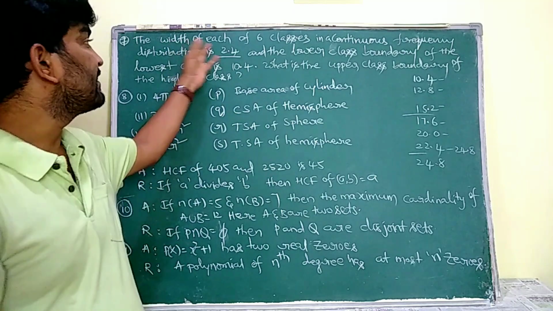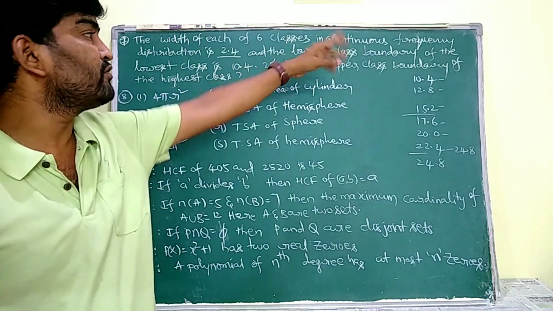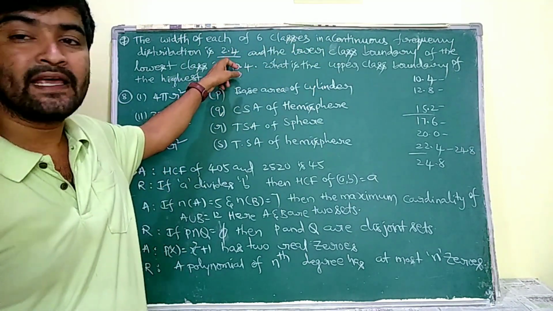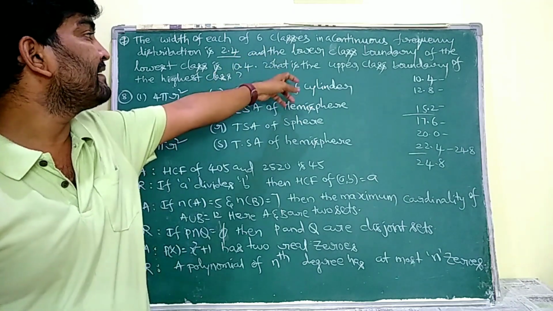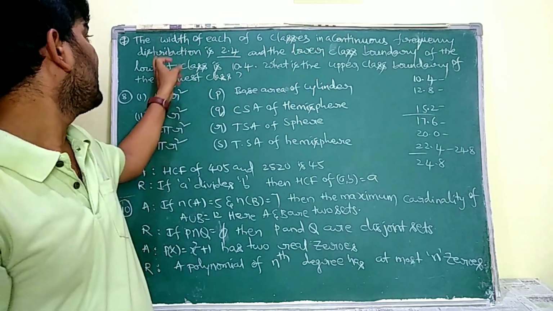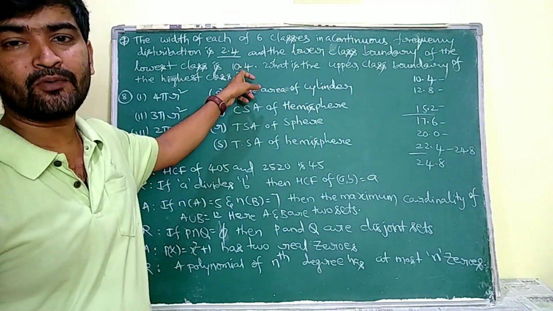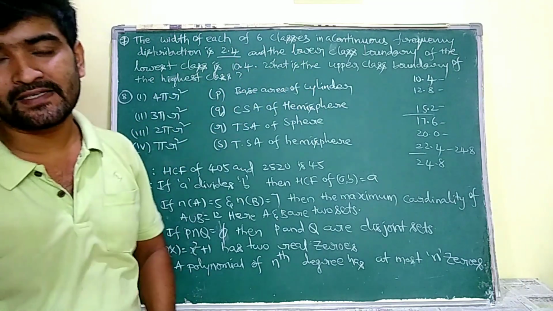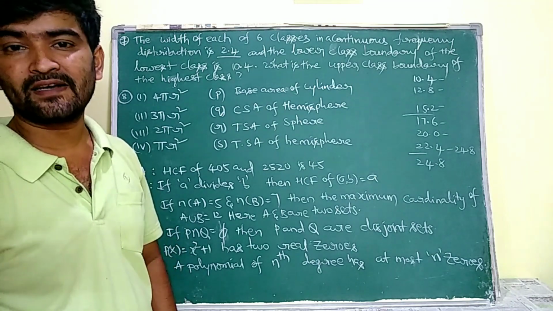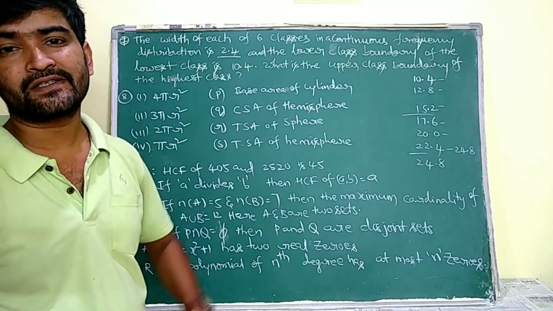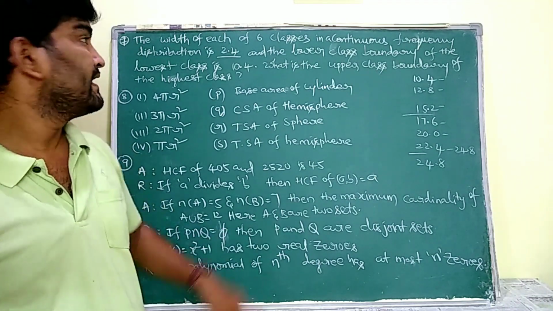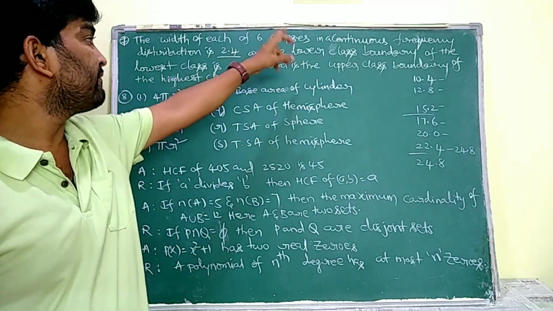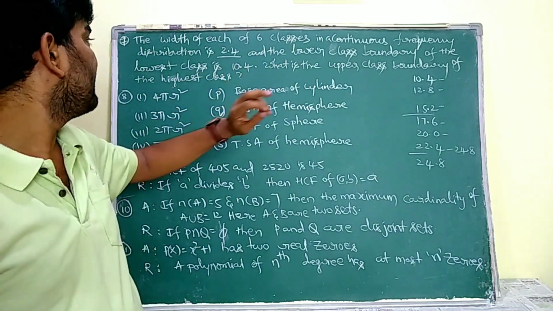Seema, the width of each of 6 classes in a continuous frequency distribution is 2.4 and the lower class boundary of the lowest class is 10.4. What is the upper class boundary of the highest class, it is asking. That means there are 6 classes. Out of those 6 classes, the lowest class has 10.4 as its lower limit.